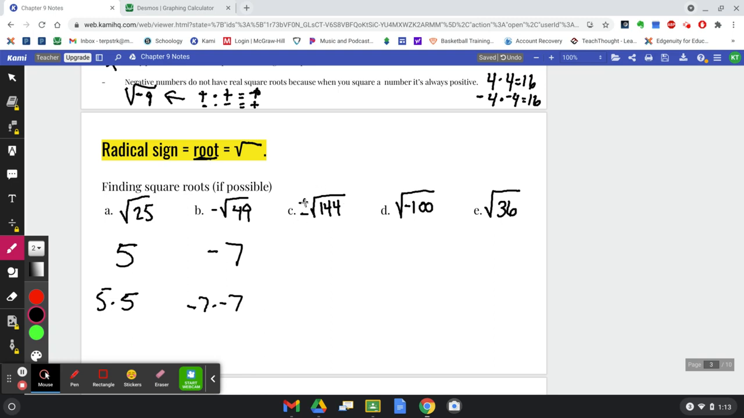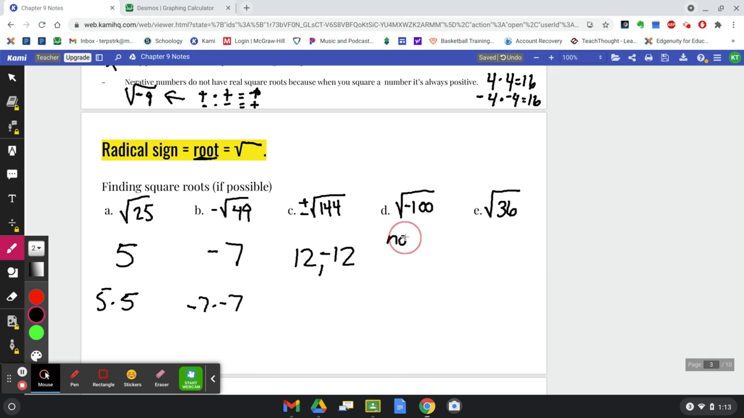Now this one right here is asking for both roots, so I should have two answers for this. The positive root of 144 is 12, and the negative root of 144 is -12. So I can have positive and negative. Each root comes as two, a positive and negative. If it's just the root symbol, it wants the positive. If it gives you a negative out in front, it wants the negative root. Here, this is saying it wants both possible roots, the positive and the negative.